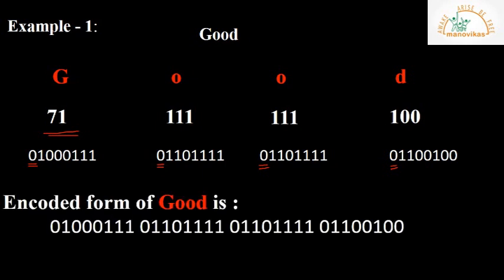Now finally, you rewrite your entire code together so that that becomes the encoded form of the given text. Hope you have understood this. I'll explain one more example.